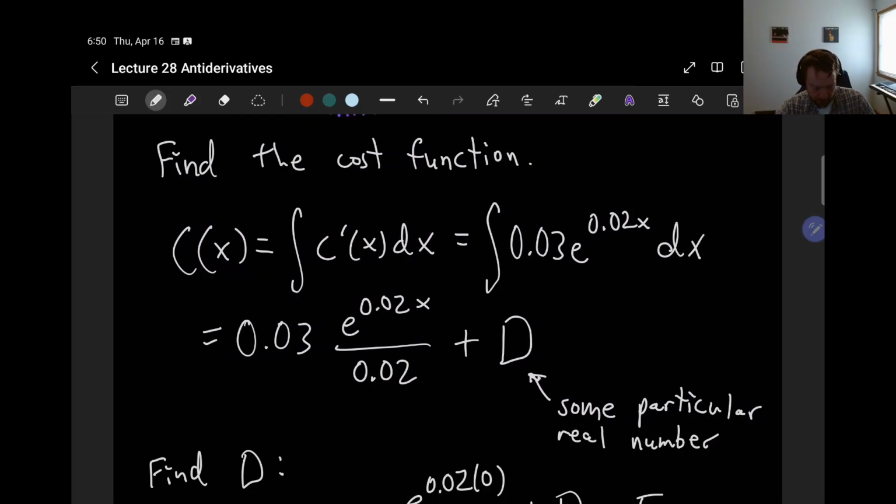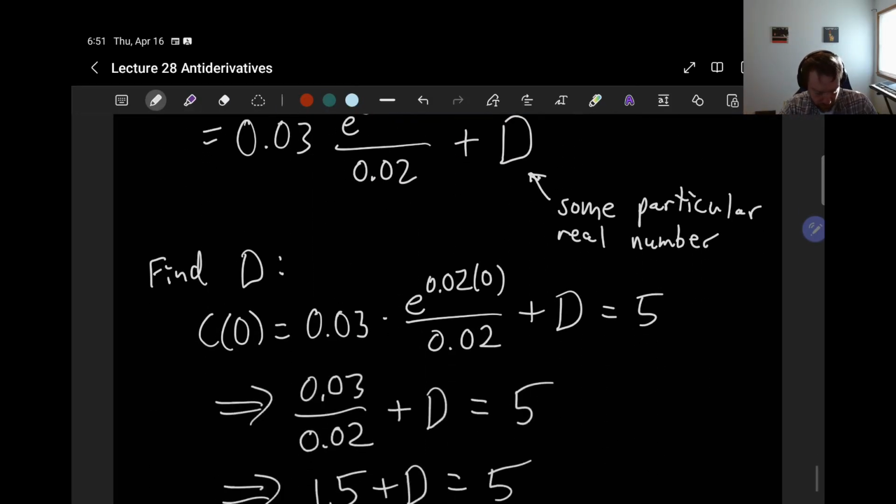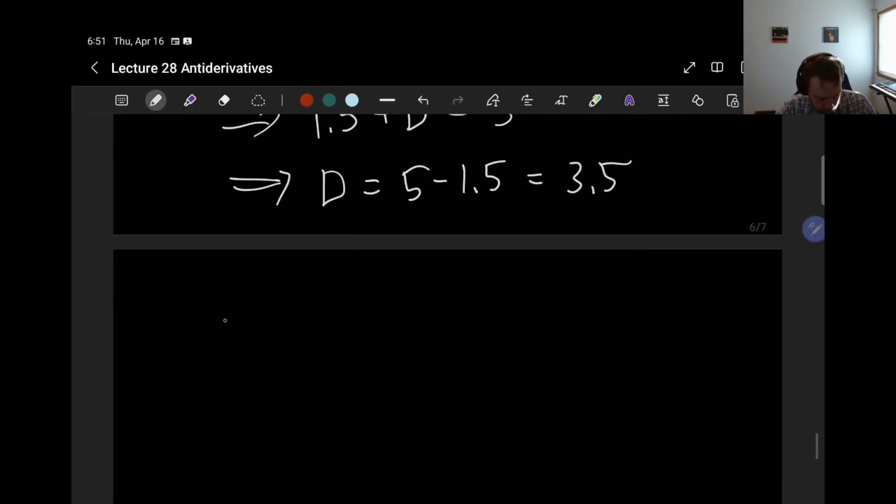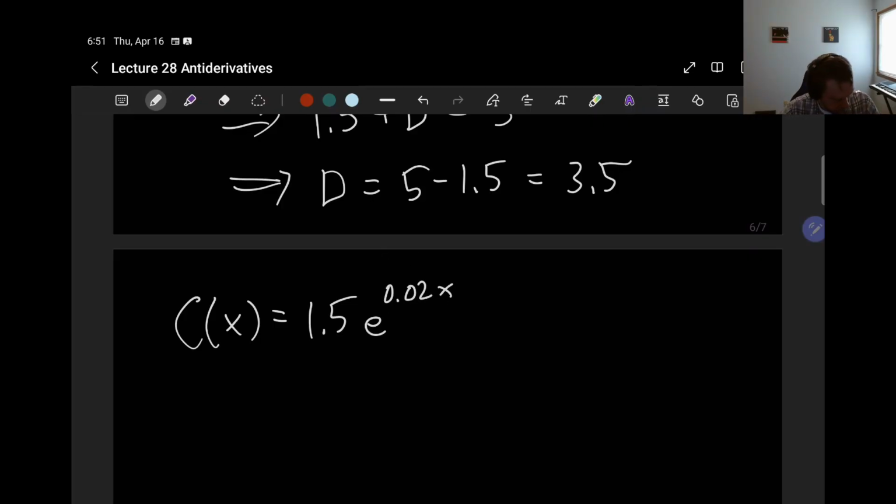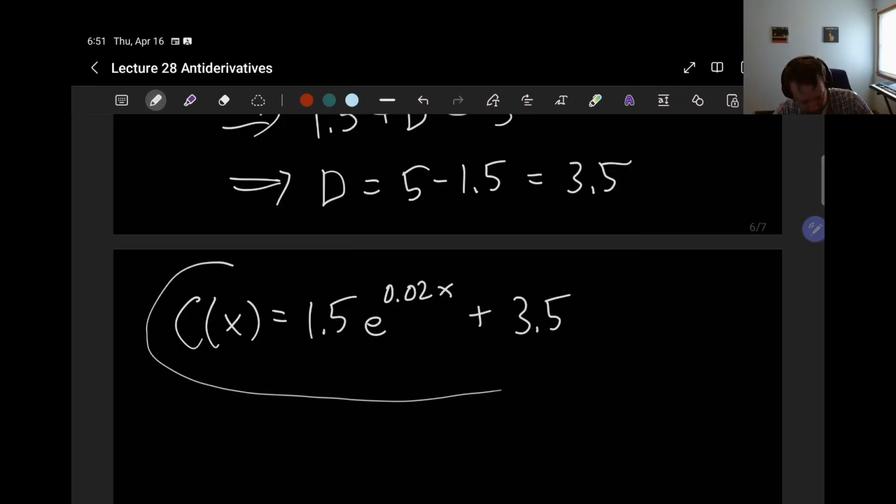And now we can finish that. And yes, I will want to, in the end, rewrite that 0.03 divided by 0.02 as 1.5. So C of x is 1.5 e to the 0.02x plus my constant 3.5.